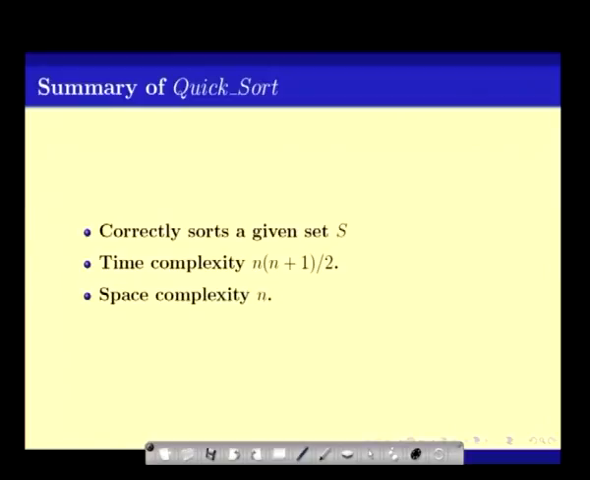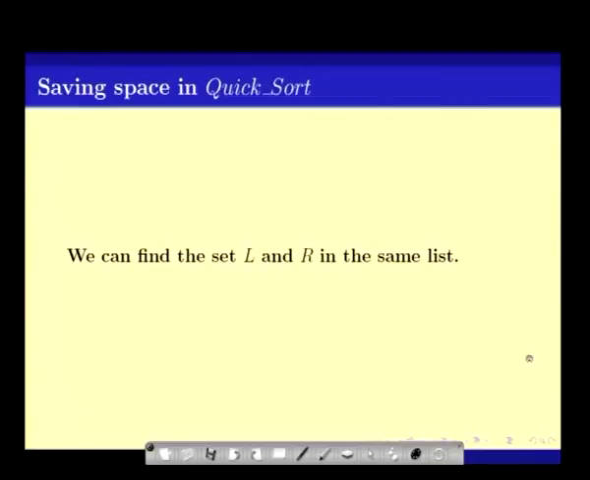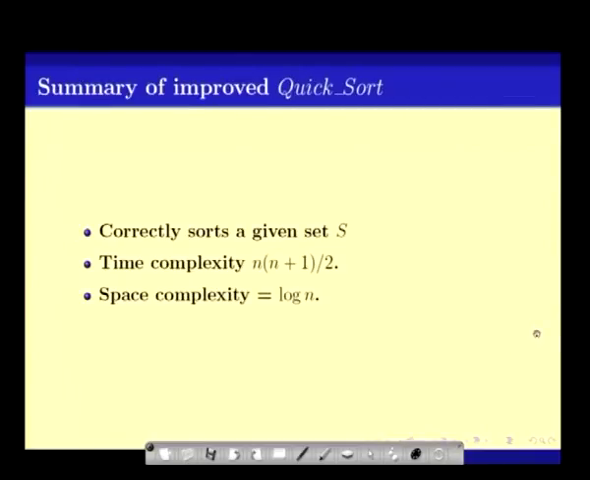It has a time complexity of around the same as the insertion sort, which is around n squared, and the space complexity, since we had to create these two sets L and R, required n. Then again we looked at an improved version of this quick sort, such that we can create this L and R in the same list, and in that case we can reuse this space and thus get the space complexity down to log n.